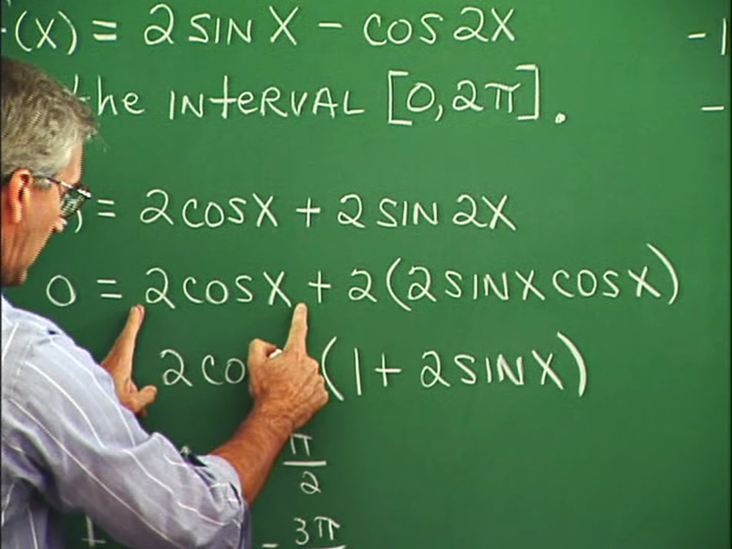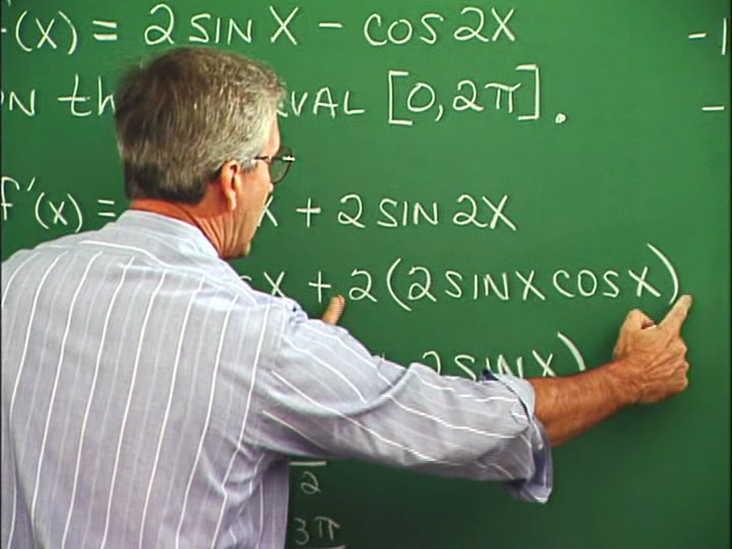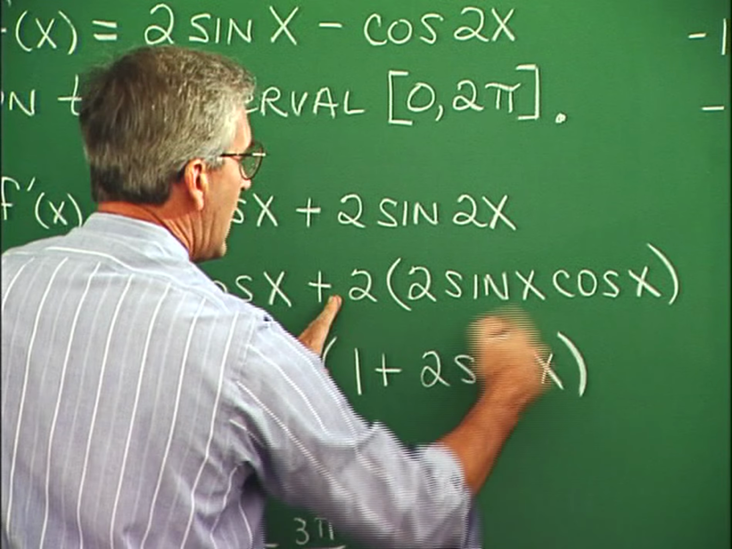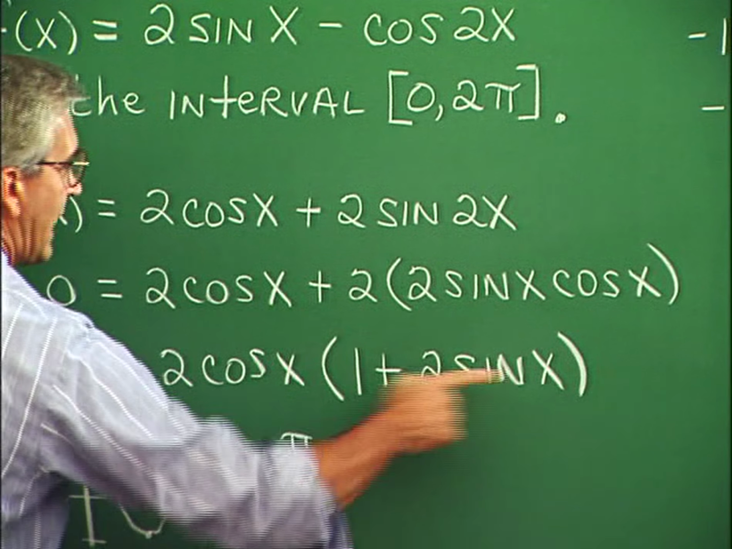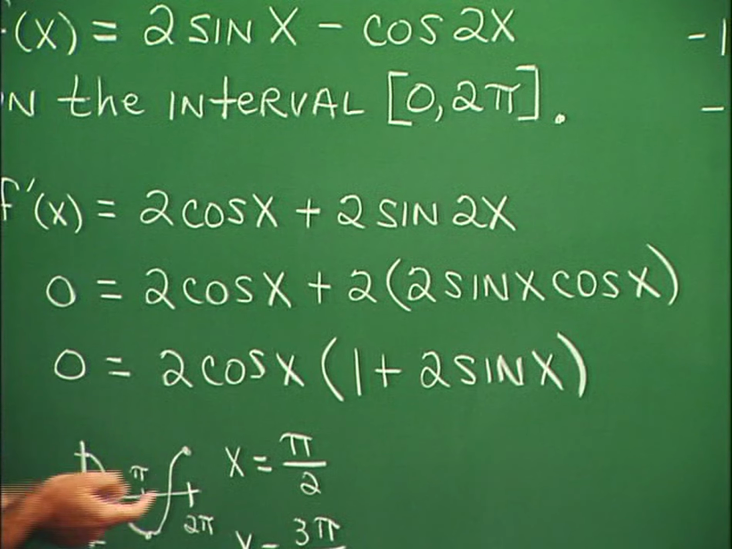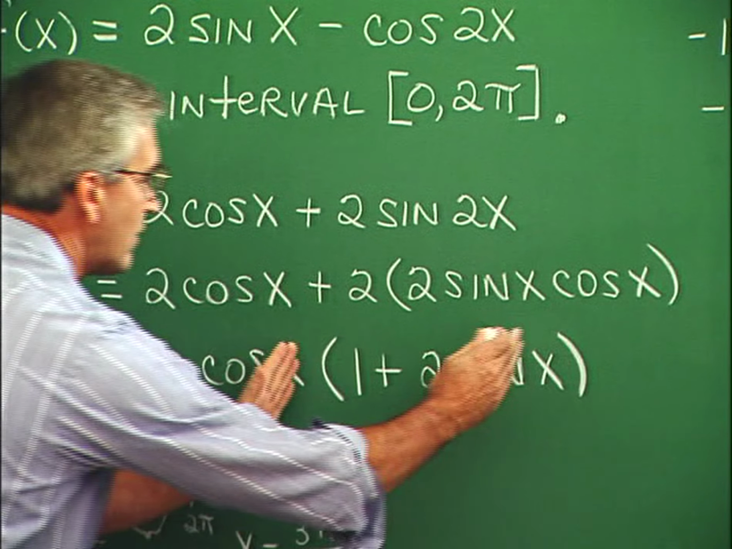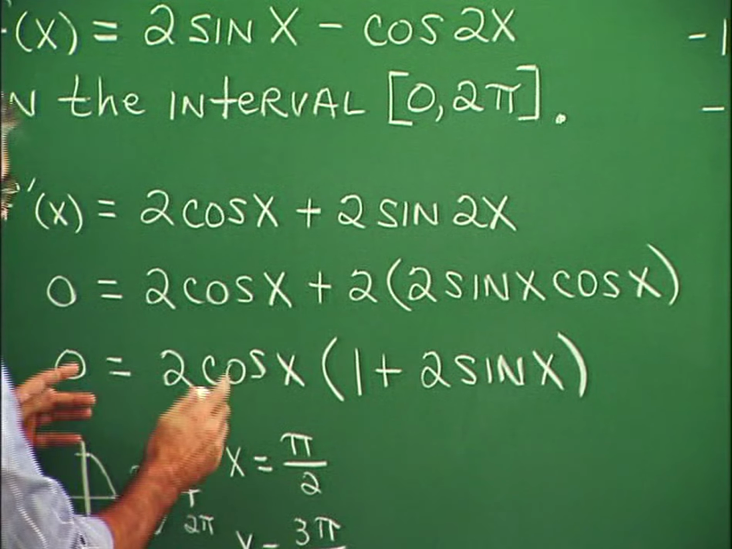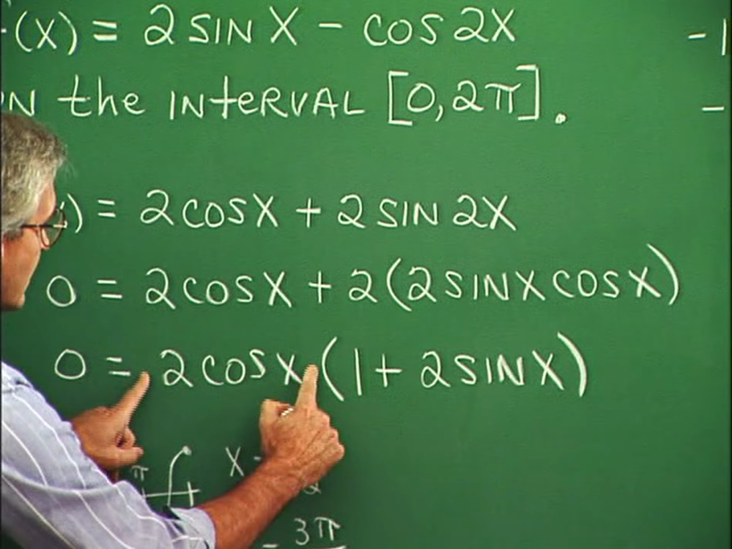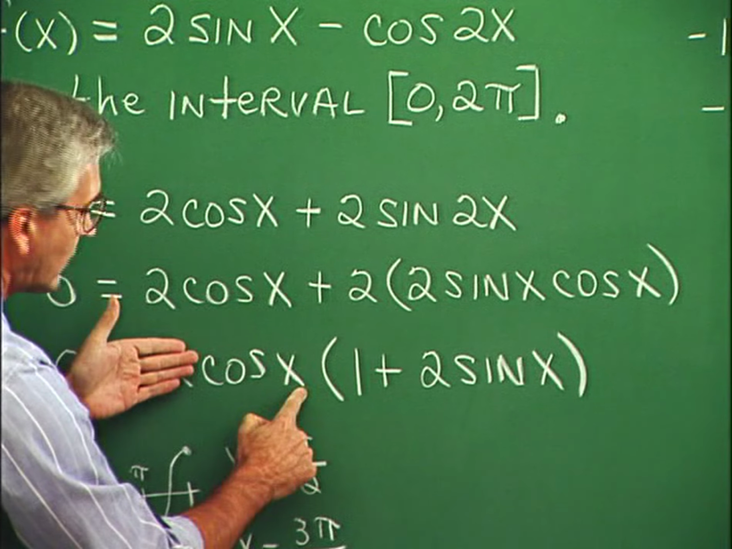When I take 2 cosine x out of this term, I'm left with 1. When I take 2 cosine x out of this term, I yank one of these 2's and the cosine x, and what's left is 2 sine x. Okay, so I have this factored form. Now, I want the zeros, so I want the value of x that will cause this factor to be 0, and the value of x that causes this factor to be 0. The value of x that will cause this factor to be 0 is a value of x that will cause cosine x to be 0.